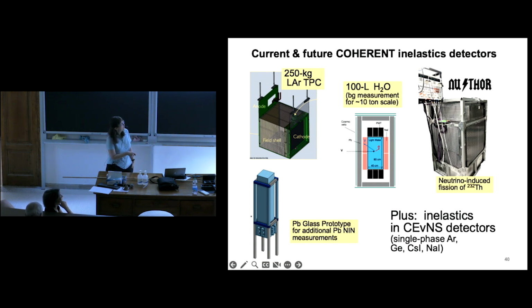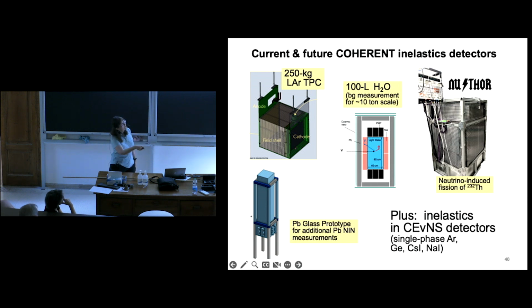We have a lead glass detector. This is a prototype here, and we have made one measurement of neutrino-induced neutrons on lead, which came out rather anomalously low compared to theory. To further test that and see the lepton as well, we have a lead glass detector, of which one prototype is now deployed, and we would like to proliferate that as well.